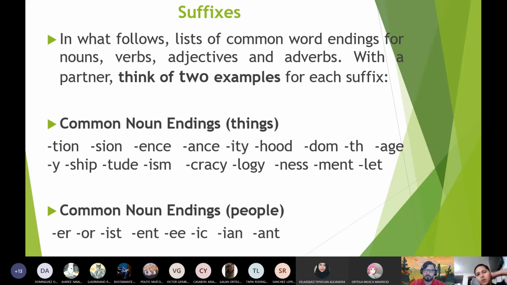Common noun endings for people, well, you have photographer, a janitor, scientist. Well, can anybody help me with this one?